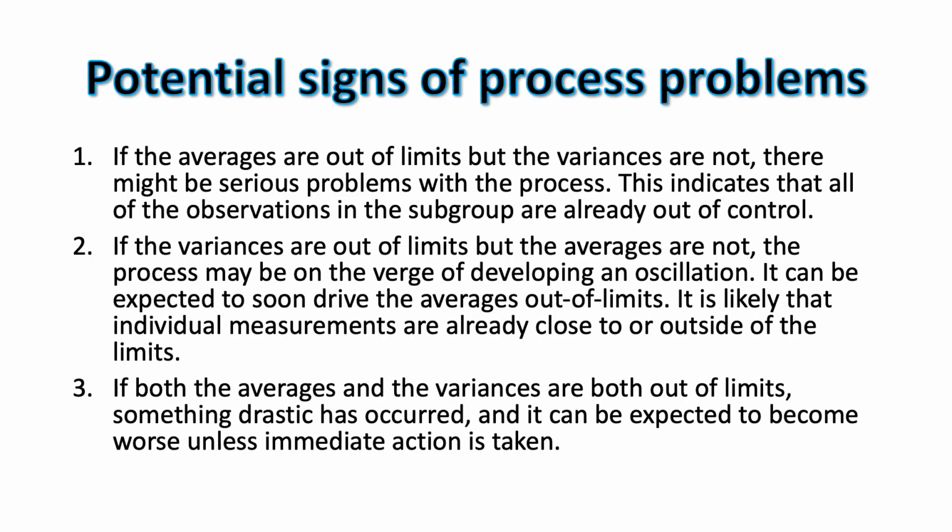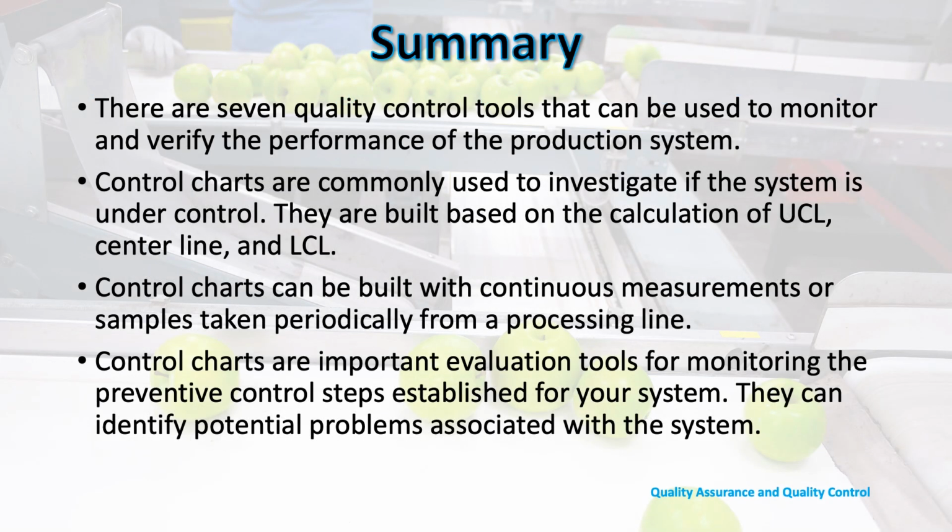Building control charts periodically for the processing system helps us identify and verify that our system still works. In summary, there are 7 quality control tools that can be used to monitor and verify the performance of the production system. Control charts are commonly used to investigate if the system is under control. They are built based on the calculation of the upper control limit, center line, and lower control limit.